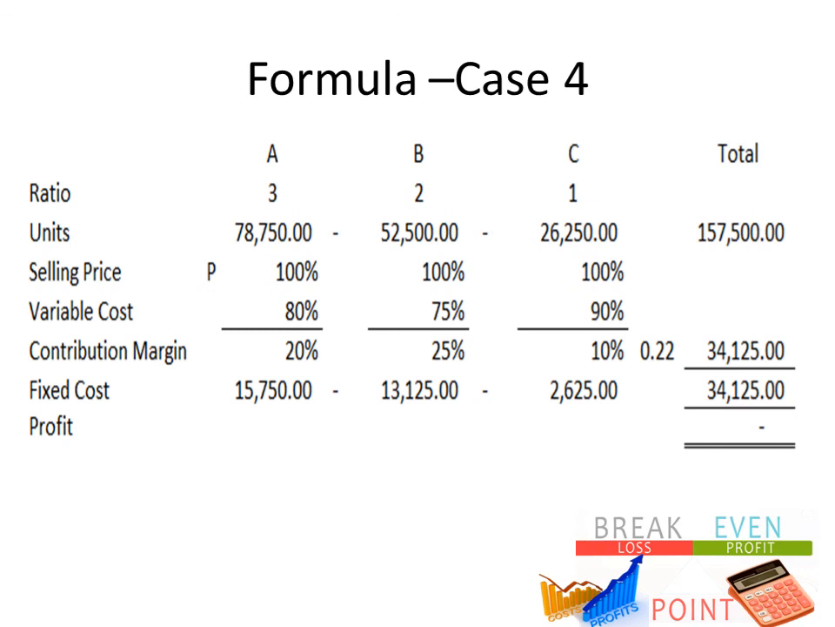Okay? So for the fixed cost, we just have to multiply the sales by the contribution margin. Since this is a break even, therefore profit is zero, and contribution margin and fixed cost should always be equal at break even.